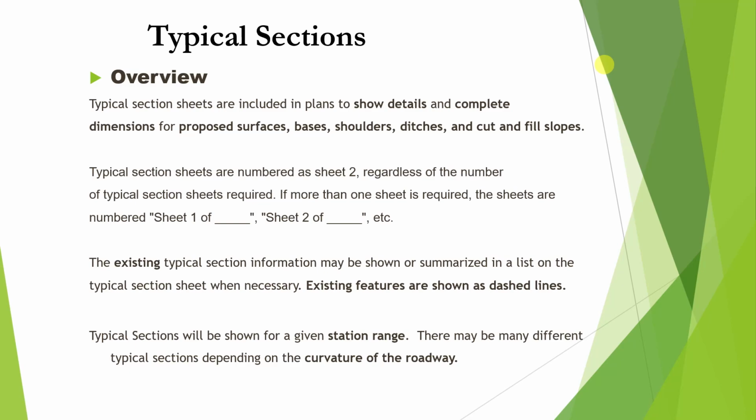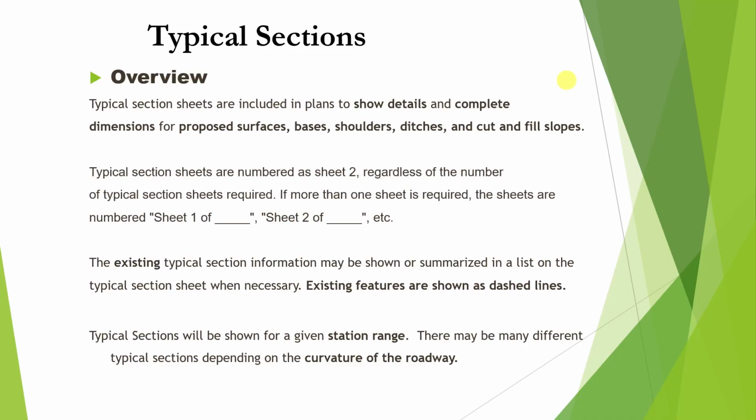The existing typical section information may be shown or summarized in a list on the typical section sheet when necessary. Existing features are shown as dashed lines. So if you see that out there, you'll see the proposed pavement on a typical section, and then in the background you may see some existing features, and they'll be dashed. Typical sections will be shown for a given station range. There may be different typical sections depending on the curvature of the roadway, and that's what determines the typical sections, how the curvature of the roadway is, what's going to happen to the sections.